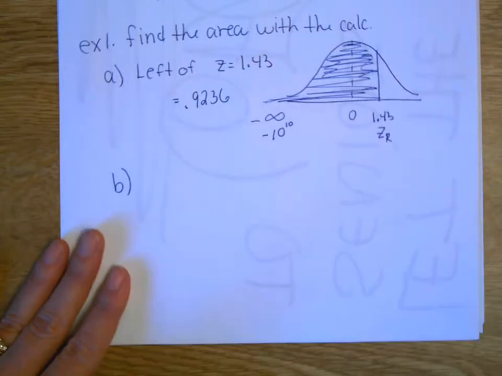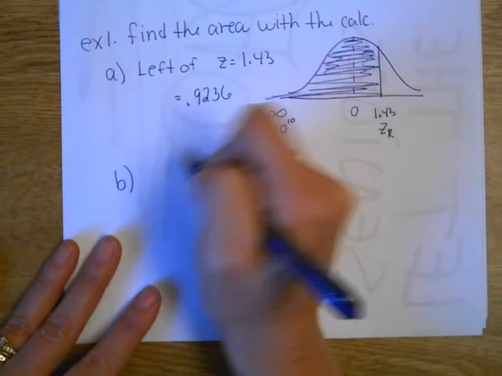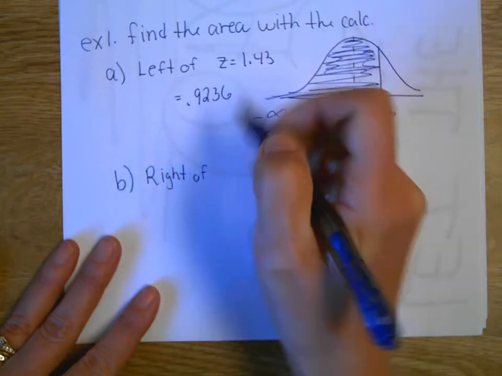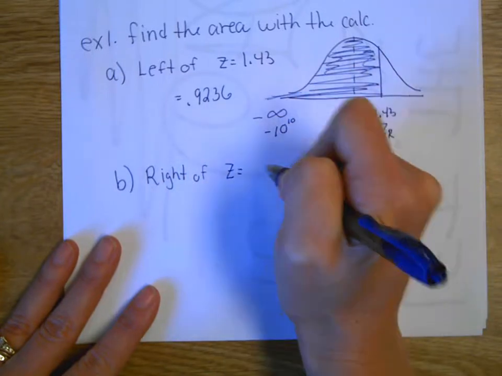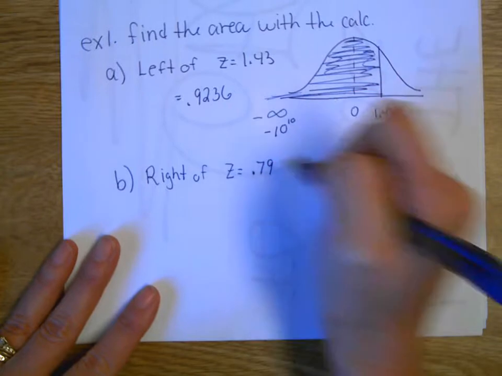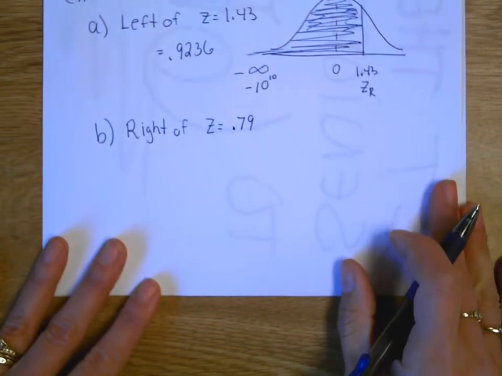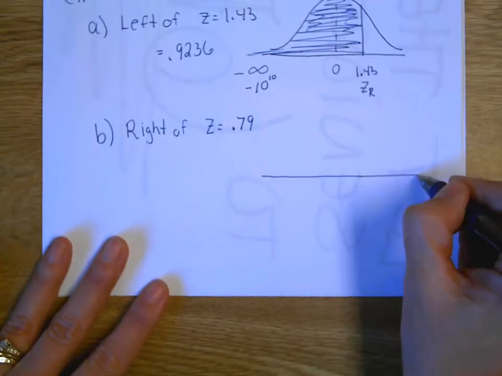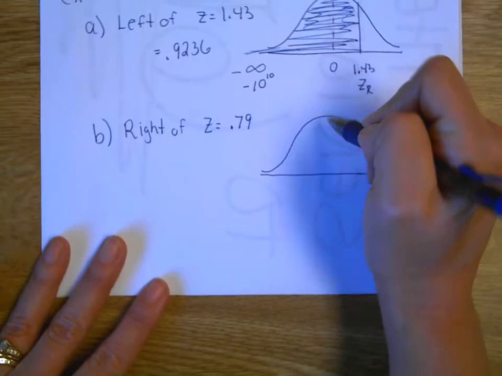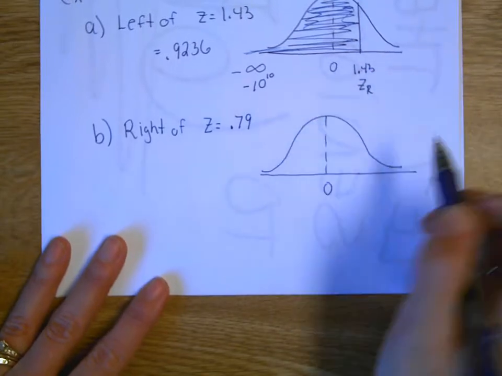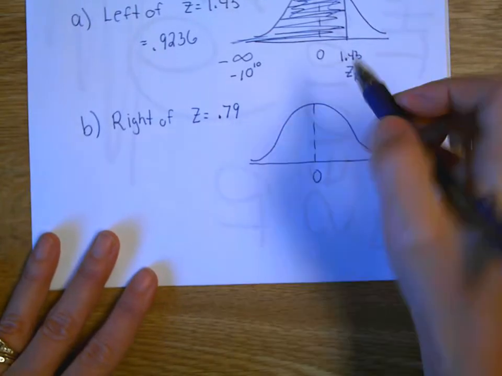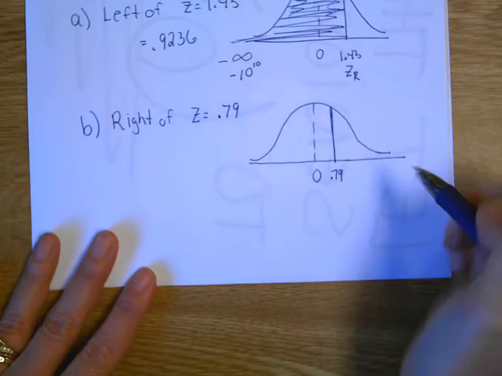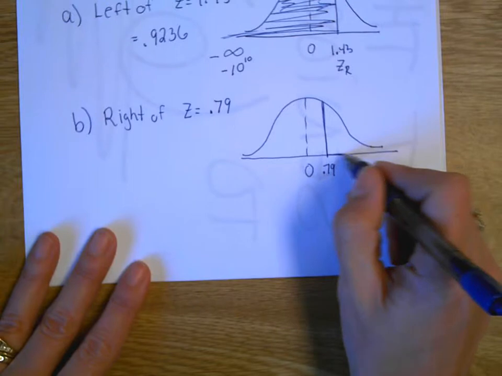All right. What if I've got: find the area to the right of a z-score equal to 0.79. Are you going to draw another graph? Yes, I am, because I want to see what's on the right and what's on the left. So if I shade this in, here's 0. A z-score of 0.79 is about here. Doesn't really matter, but that's 0.79. And I want the area out to the right of that.